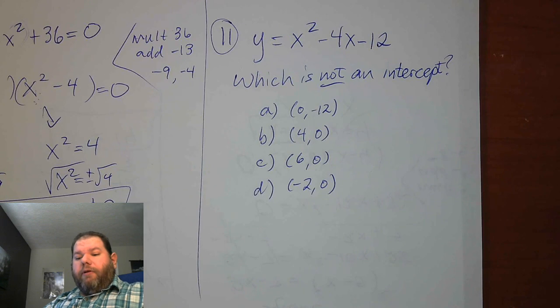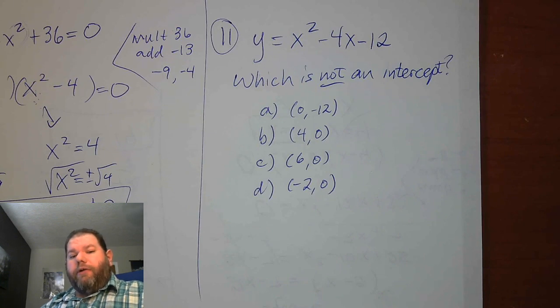So problem 11, we want to know which of these coordinates is not an intercept for the equation y equals x squared minus 4x minus 12. Now, that means that there's 3 intercepts and one that is not an intercept in this group. So only one of these can be the correct answer.